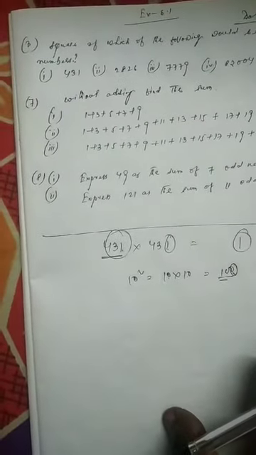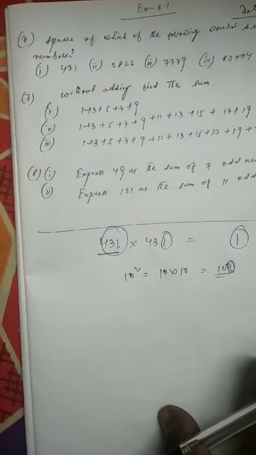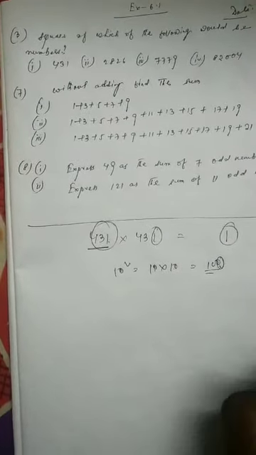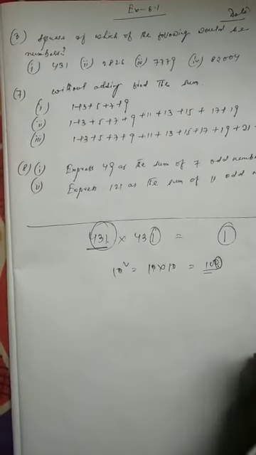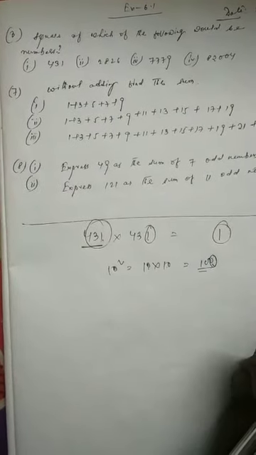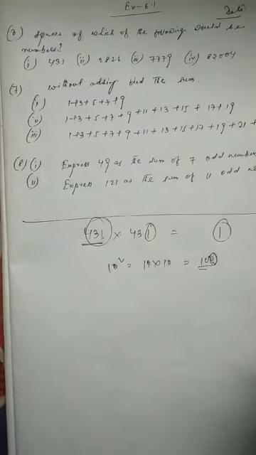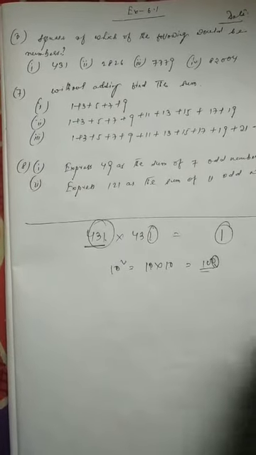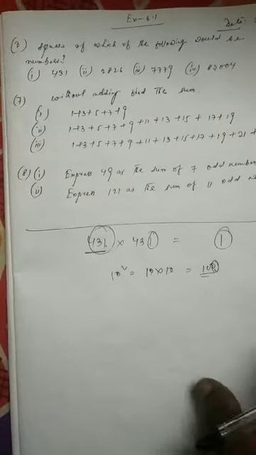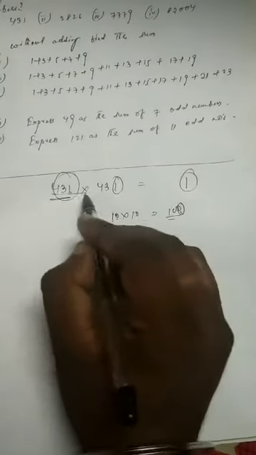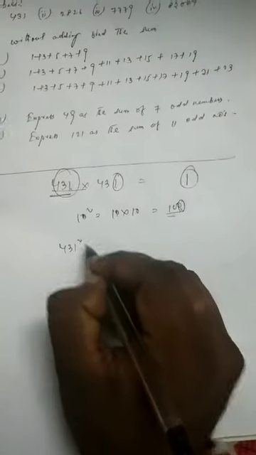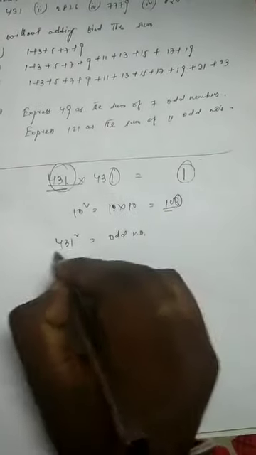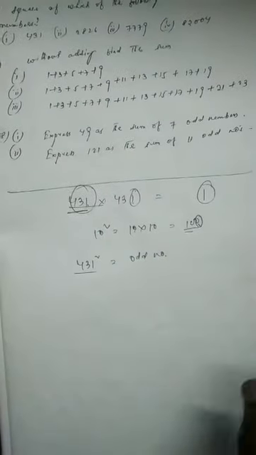Similarly, when we're talking about 431, if I multiply 431 and 431, the unit digit will be 1 only. So seeing that number, we can easily make out that yes, it's an odd number. So the square of 431 is an odd number, as the unit digit is coming 1.